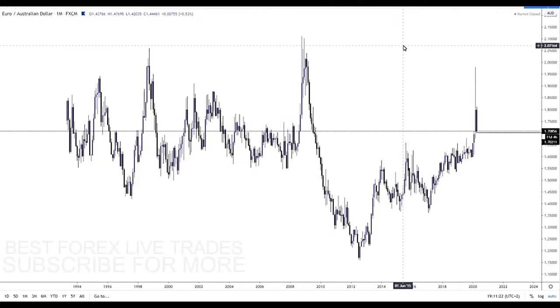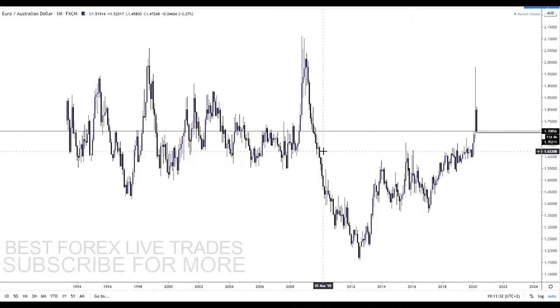So Euro AUD has been making a moderate push to the downside when you look at it from a smaller time frame. Obviously, when you look at the market from a higher time frame, it is a combination of everything.